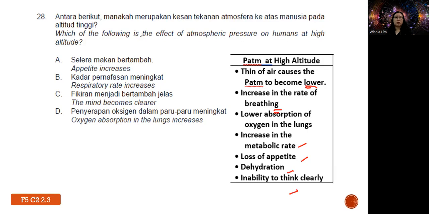So now they want you to give the effect where you are at high altitude. So your appetite increases, wrong, right? It decreases. Respiratory rate, that means breathing more. It's B. The mind becomes clearer, wrong also. You're not really able to think properly. Then increases the absorption, cannot also. It's supposed to be lower. Yeah, so the answer is B.